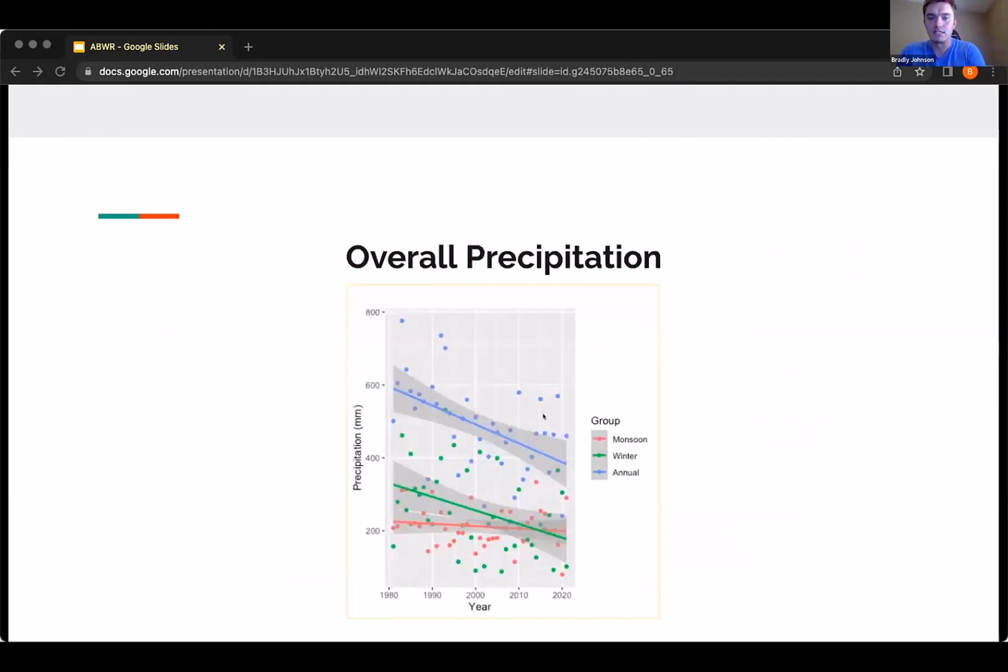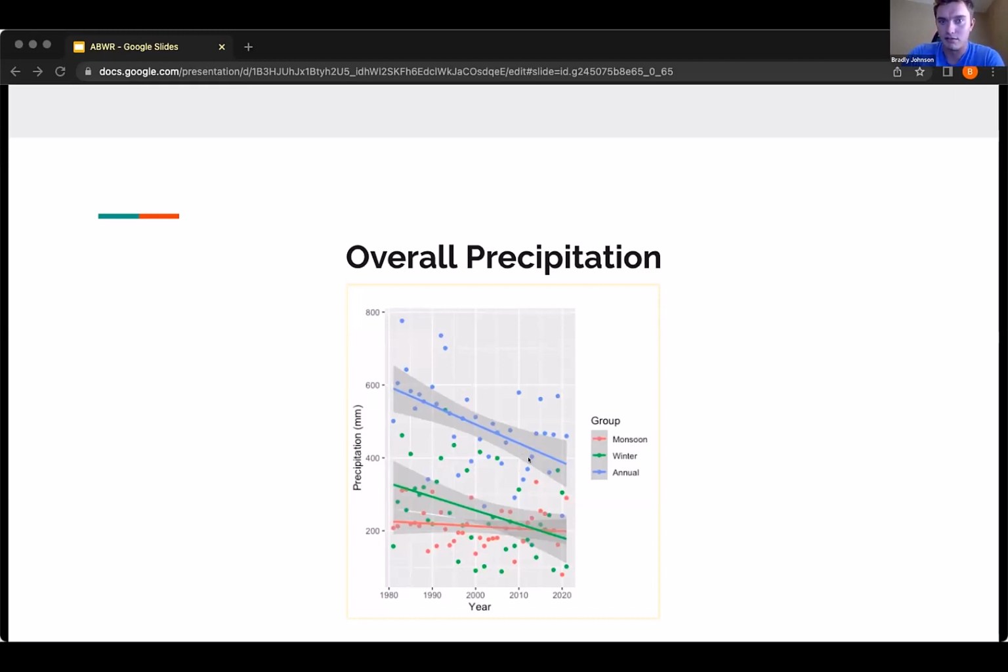So now that we've seen the sites, we're just going to talk a little bit about the overall precipitation throughout all the sites. On the x-axis, we have the year, and then on the y-axis, we have the precipitation total average for each site. So we have a 40-year time period from 1981 to 2021, and you can see right here, the blue line indicates the annual precipitation, the green the winter, and the salmon color the monsoon.